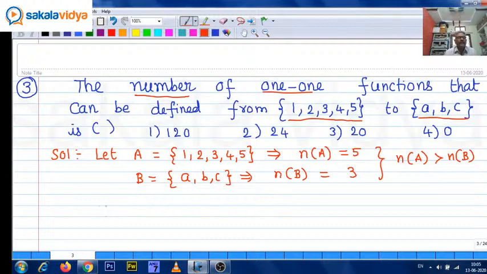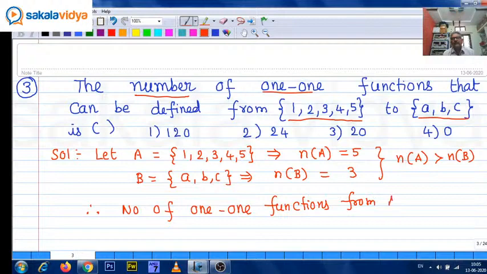Absolutely. That means, therefore, the number of one-to-one functions from A to B equals 0 since this condition. Fourth option is the right option. Right. So 0. Absolutely correct.